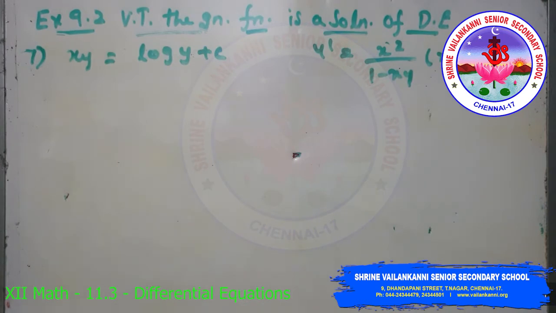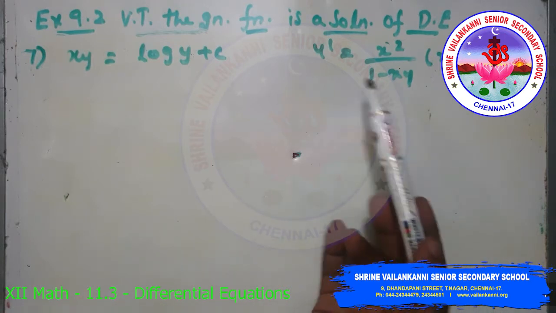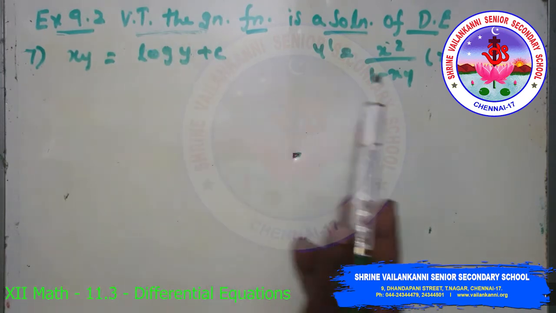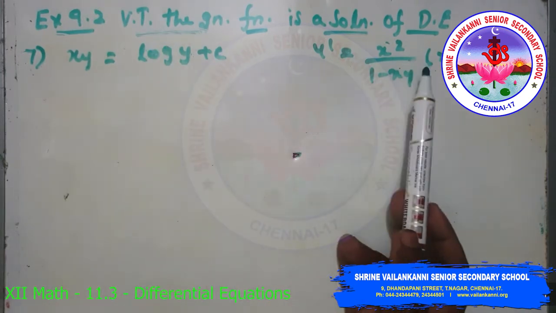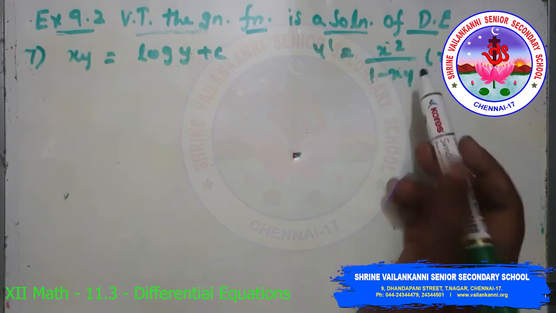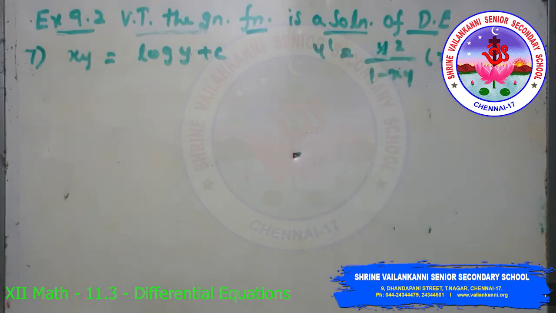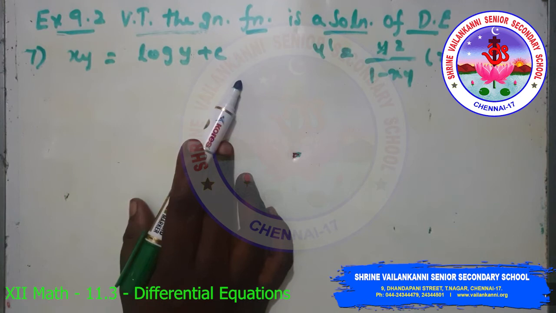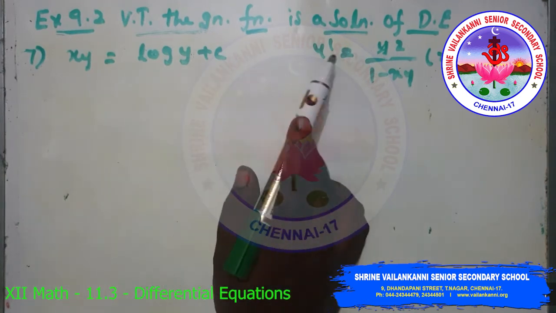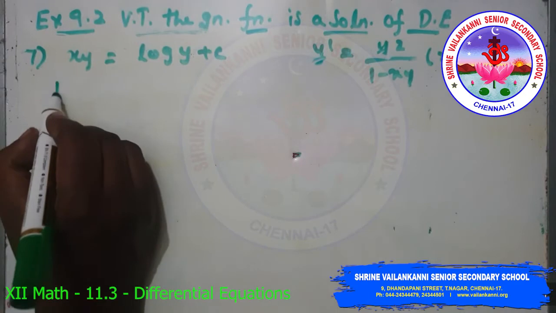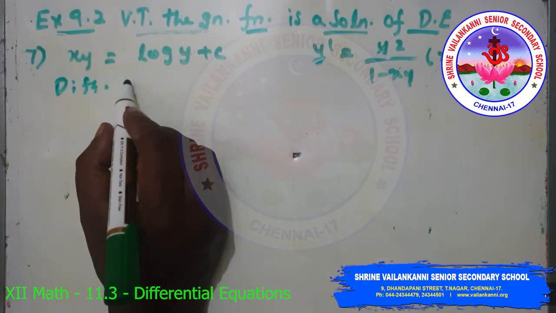Seventh one, xy is equal to log y plus c. We have to verify that this is the solution of the differential equation y dash equal to y square by 1 minus xy, where xy is not equal to 1. So the given equation is xy equal to log y plus c. We have to differentiate once, since here we have y dash.